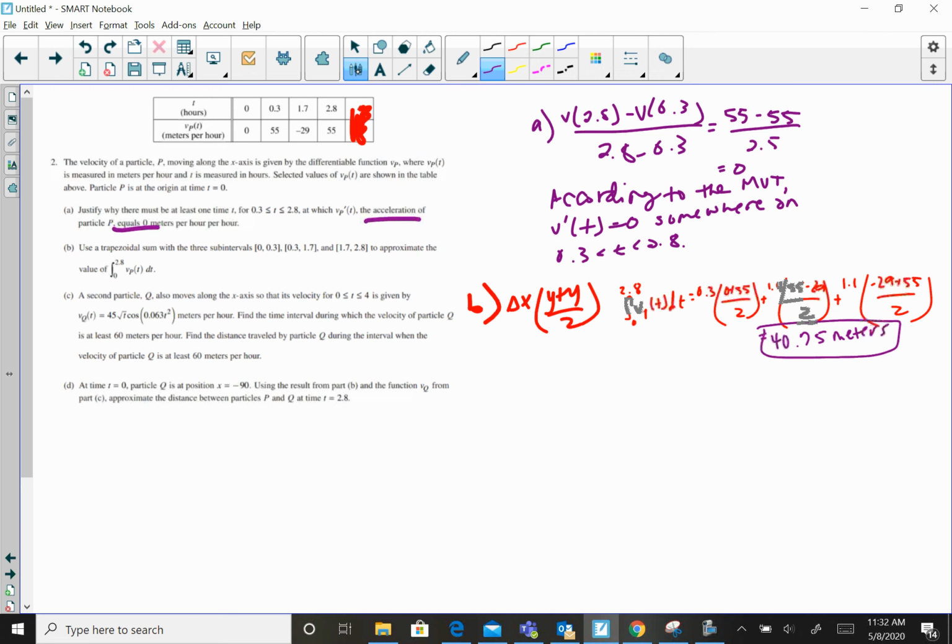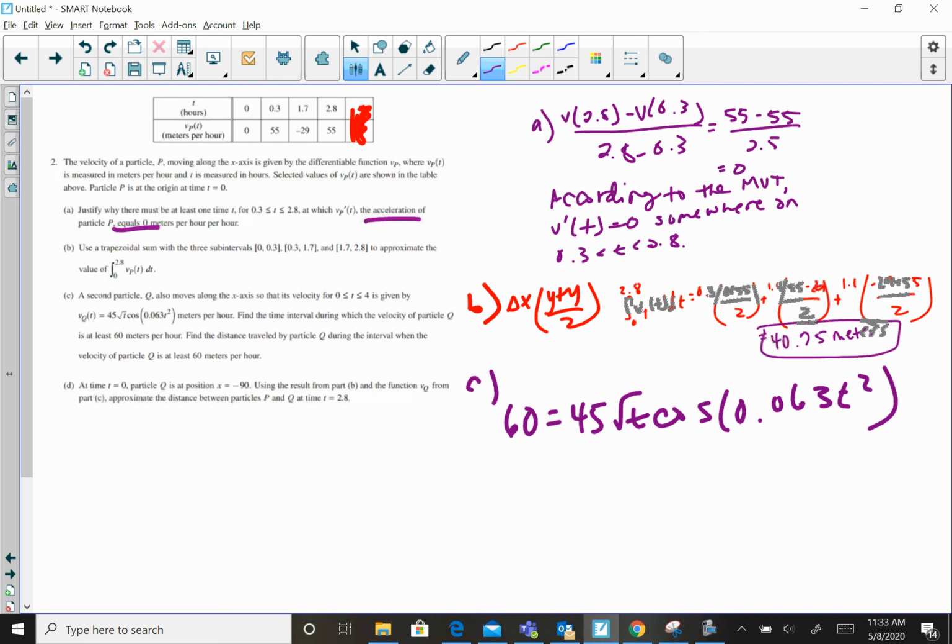All right, part C. A second particle Q moves along the x-axis so that its velocity from 0 to 4 is given by vq of t, which is this function. Find the time interval when the velocity is at least 60 meters per hour, and find the distance traveled. So I'm going to set it equal to 60, not 0. 60 equals 45 square root of t cosine of 0.063 t squared.